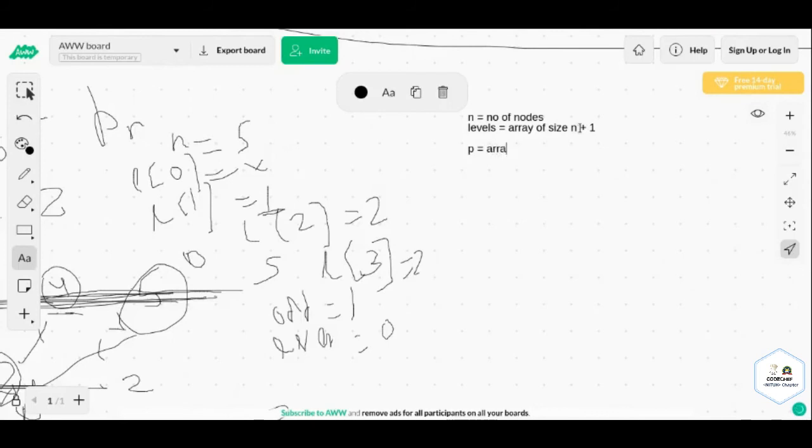Let's say p is equals to array of parents. So level of 1 equals to 1. We are initializing to 1. Okay. So for i is equals to 2 to n, let's write in C++ type. int i is equals to 2, i is less than equals to n, i plus plus.